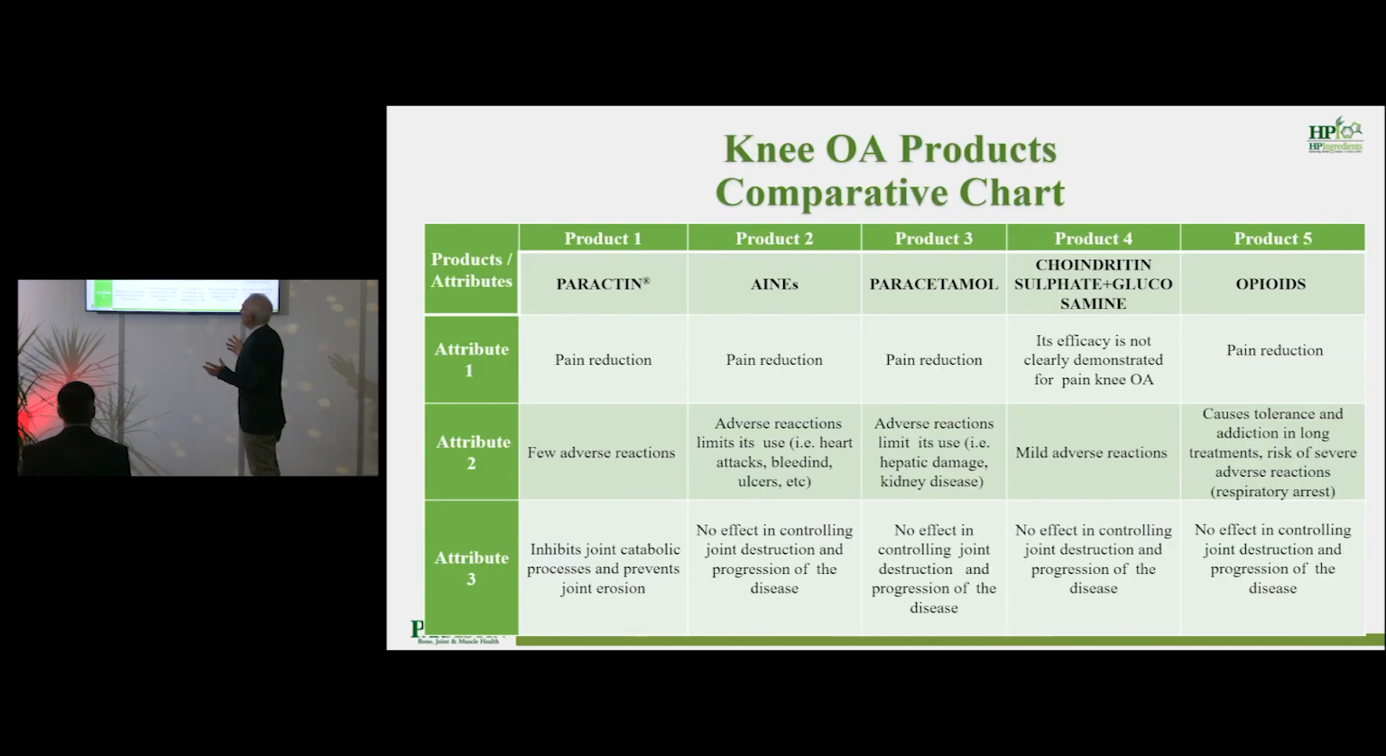at the present, if we compare the attributes of ParActin with NSAIDs, the classical anti-inflammatory drugs, paracetamol, chondroitin, and opioids, all of them have a reduction in pain, right? However, ParActin has few adverse reactions. The NSAIDs have problems. We all know that they can produce, for example, heart attacks, bleeding, ulcers. In the case of paracetamol, it can produce hepatic damage, kidney disease. While chondroitin has mild adverse reactions, the same as ParActin. And opioids, of course, there is the problem of addiction in long treatments and the risk of severe adverse reactions, like, for example, respiratory arrest.